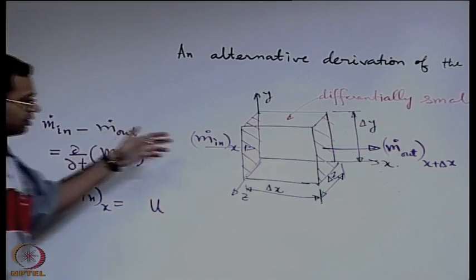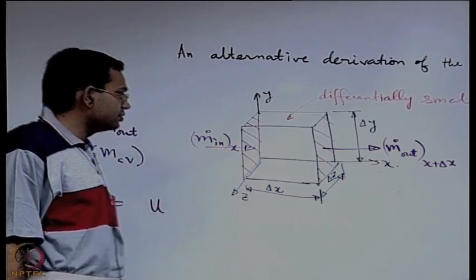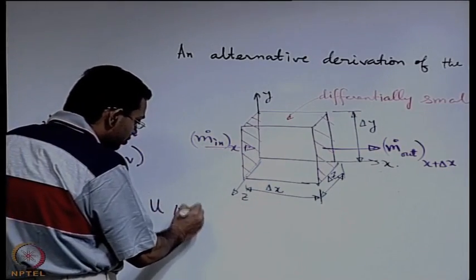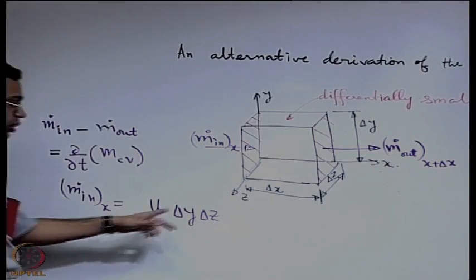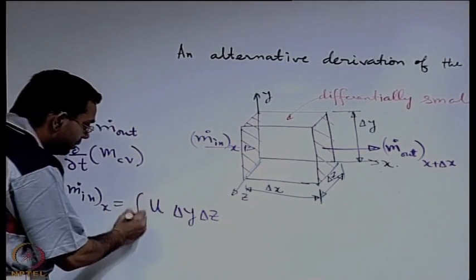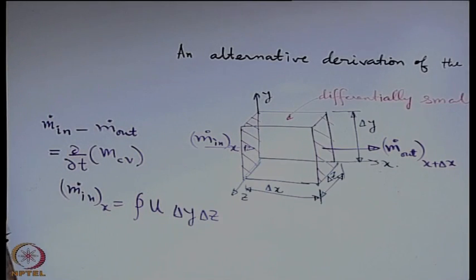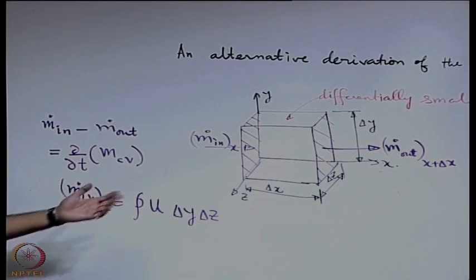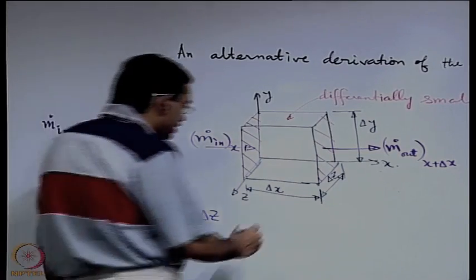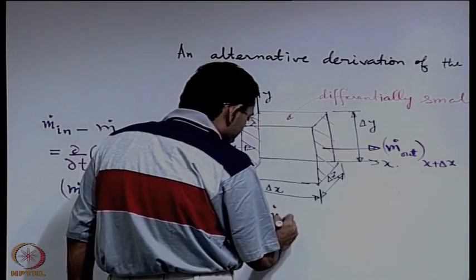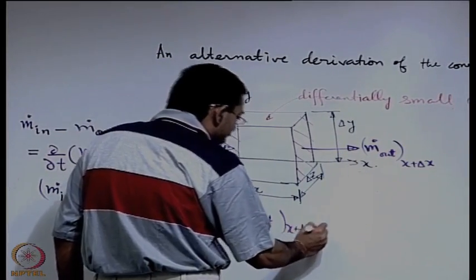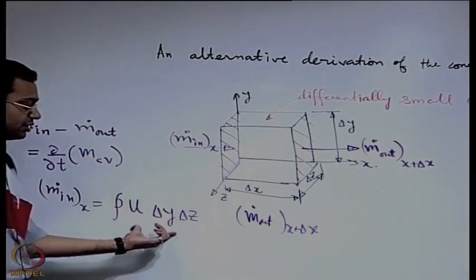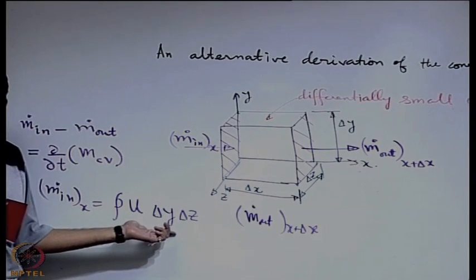What is the area perpendicular to that? Into delta y into delta z, that is the volume flow rate, that multiplied by the density is nothing but the mass flow rate, very straightforward. So when you write m dot out at x plus delta x, basically you are looking for the value of this function at x plus delta x.